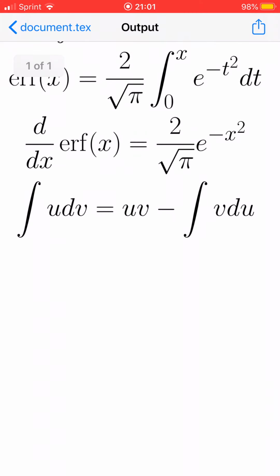So here's integration by parts. Integral of u dv equals uv minus the integral of v du.